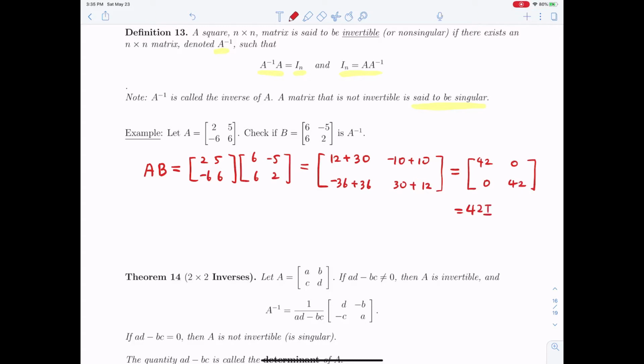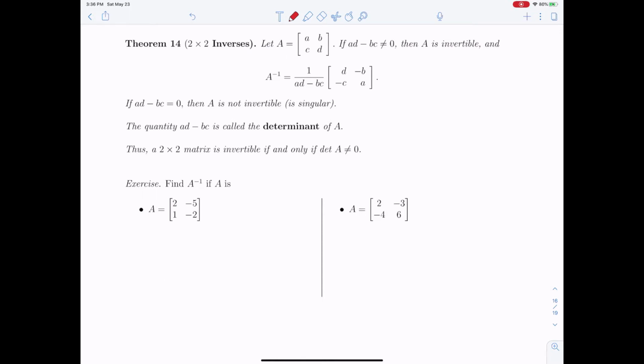So here, what we can tell is that B is not an inverse matrix of A, but if you divide both sides by 42, say 1 over 42 times B, then this is an inverse matrix of A. So we have A times 1 over 42 B equals 1 over 42 times AB, that equals 1 over 42 times 42 I2, which equals I2.